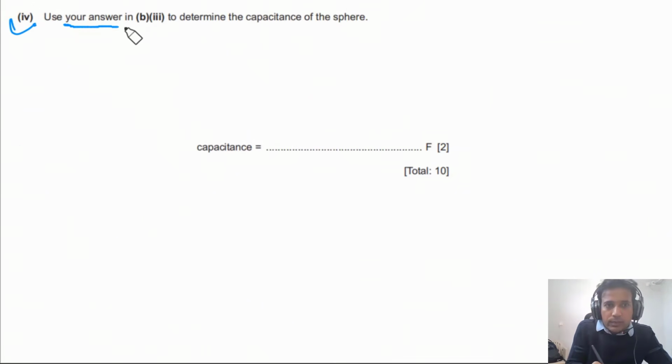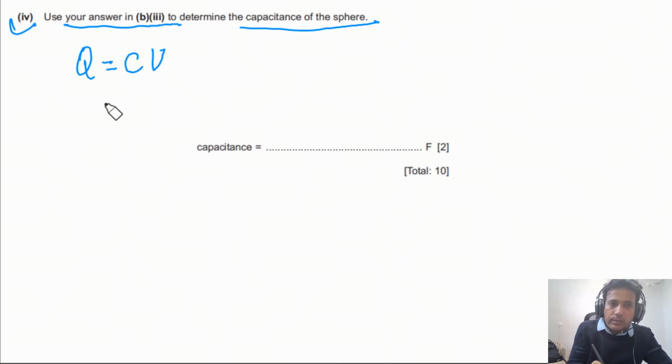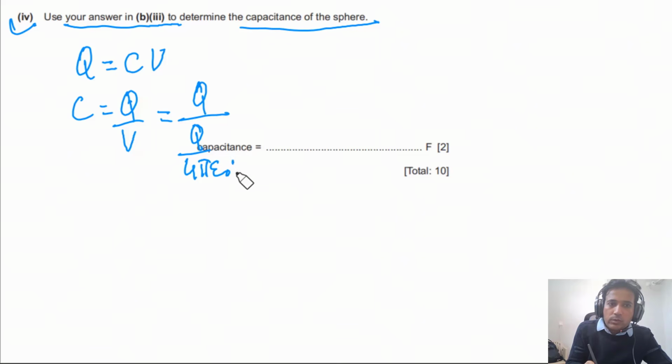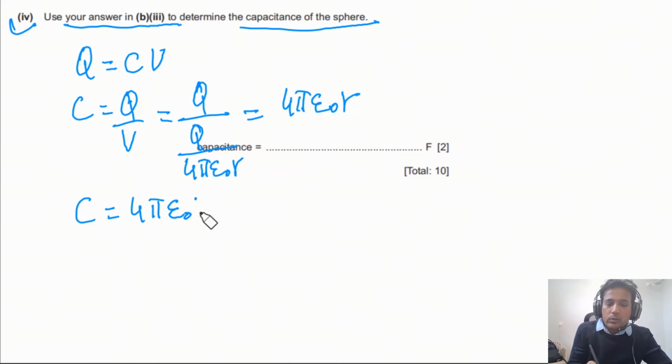Part 4 says use the answer in part B to determine the capacitance of the sphere. Q is equal to CV, so from here C is equal to Q over V. If we plug in V equal to Q over 4 pi epsilon naught times R, we get C equal to 4 pi epsilon naught times R.